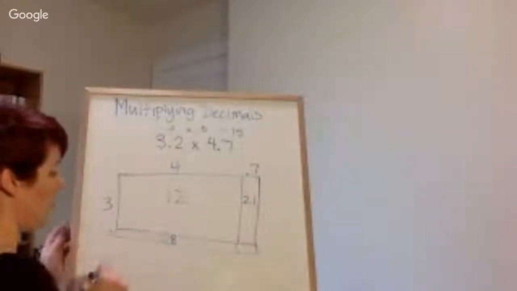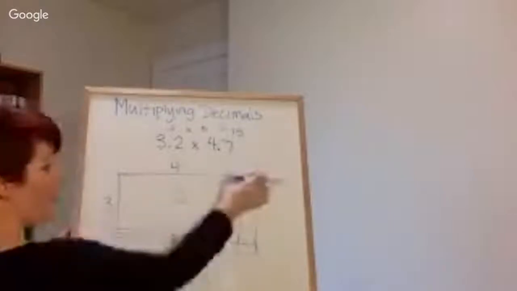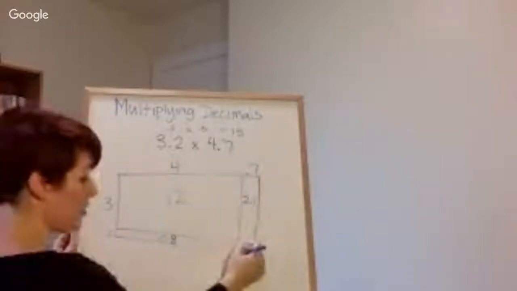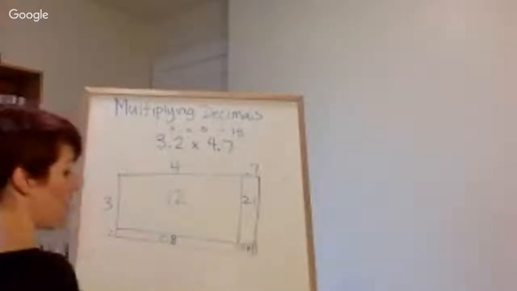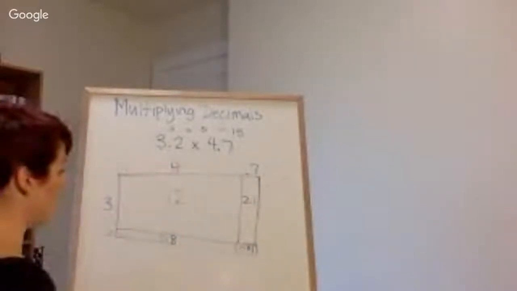Which is going to give me my 8/10. And then this is that little piece. So I'm taking 2/10 of 7/10, which is going to leave me with 14 hundredths. Then I'm going to add these all up.